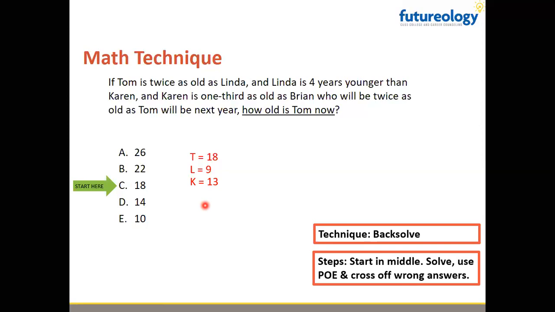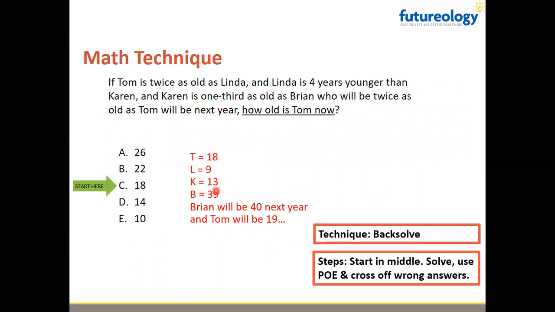Anyway, so Linda's 4 years younger than Karen. Great. And Karen is 1/3 as old as Brian. So that means Brian, if 1/3, so Brian's going to be 39. Now, these back solving questions, here's the key to them. There's a stipulation in it or a requirement that tells us what the answer is going to be. So is 18 the answer? Well, we don't know because we've got to figure out what the requirement is.